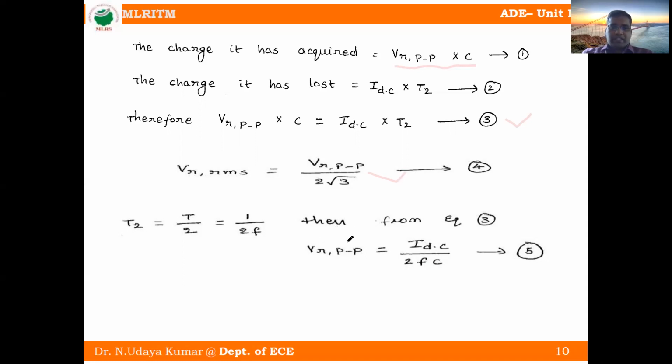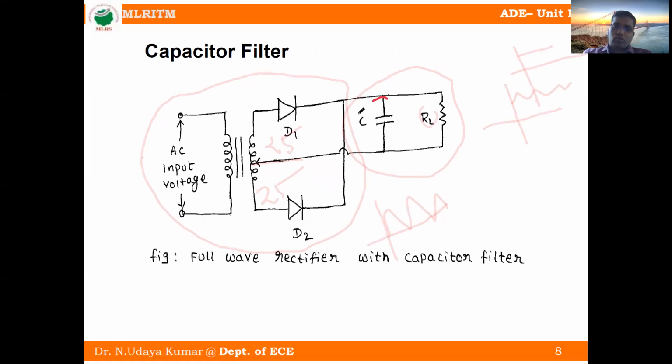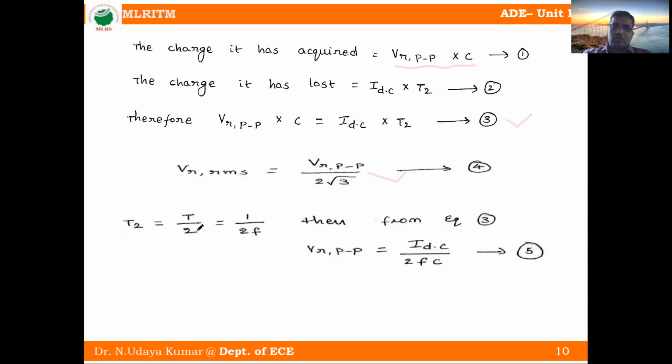If the capacitor is fairly large and the value of load resistance is very large, it can be assumed that the time T2 is equal to half of the periodic time of the waveform. See in this figure, if the capacitor value is more and RL value is more, then this T2 is equal to T by 2, total time by 2. So T is equal to 1 by f, so T2 is 1 by 2f, then the equation becomes IDC by 2FC.